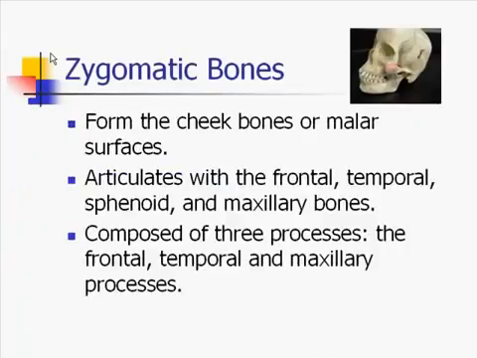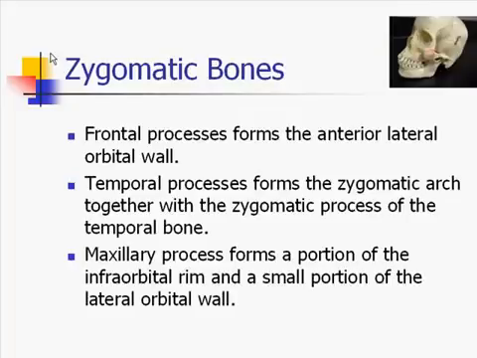The zygomatic bone, again, if somebody were to say that they broke their cheekbone, this is what they broke. Odds are, it's the zygomatic bones. It's composed of three processes: the frontal, temporal, and maxillary. The frontal process of the zygomatic bone forms a portion of the orbital wall.